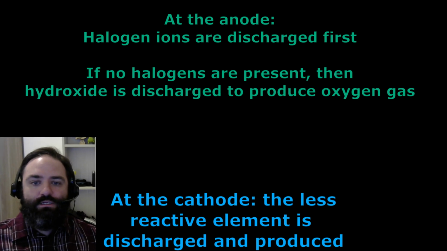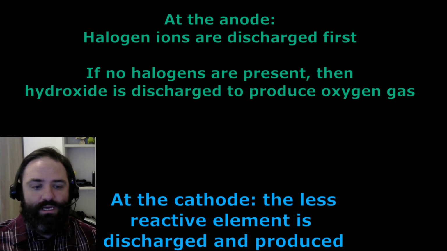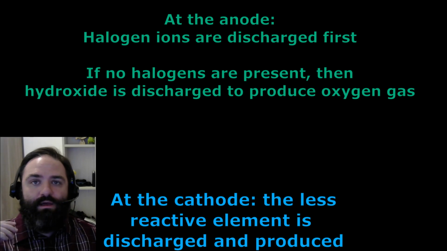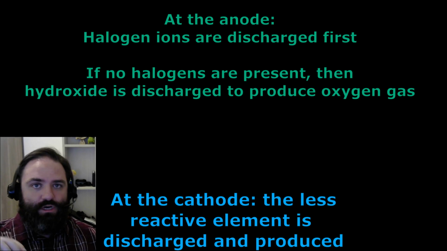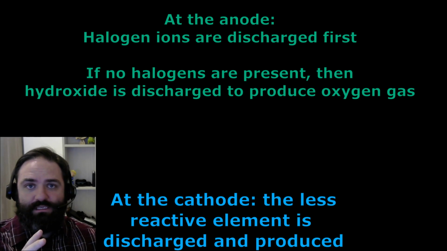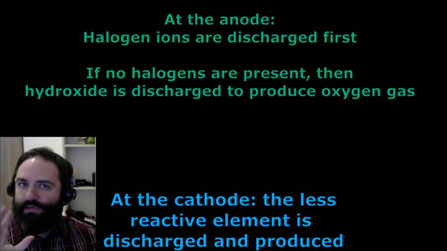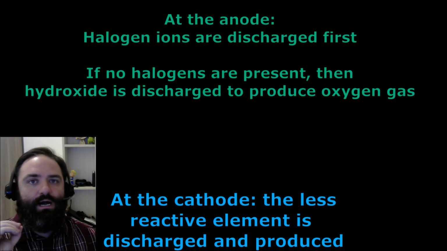If we don't have a halide, remember there's 2 cations and 2 anions. So if we don't have a halide and we're looking at the anions, the negatively charged ions, then the hydroxide is going to get discharged. And when hydroxide is discharged, it produces 2 things. It produces water and oxygen gas. The only thing you'll see produced though is oxygen gas. So don't say that water gets produced. The water stays in the water, obviously.